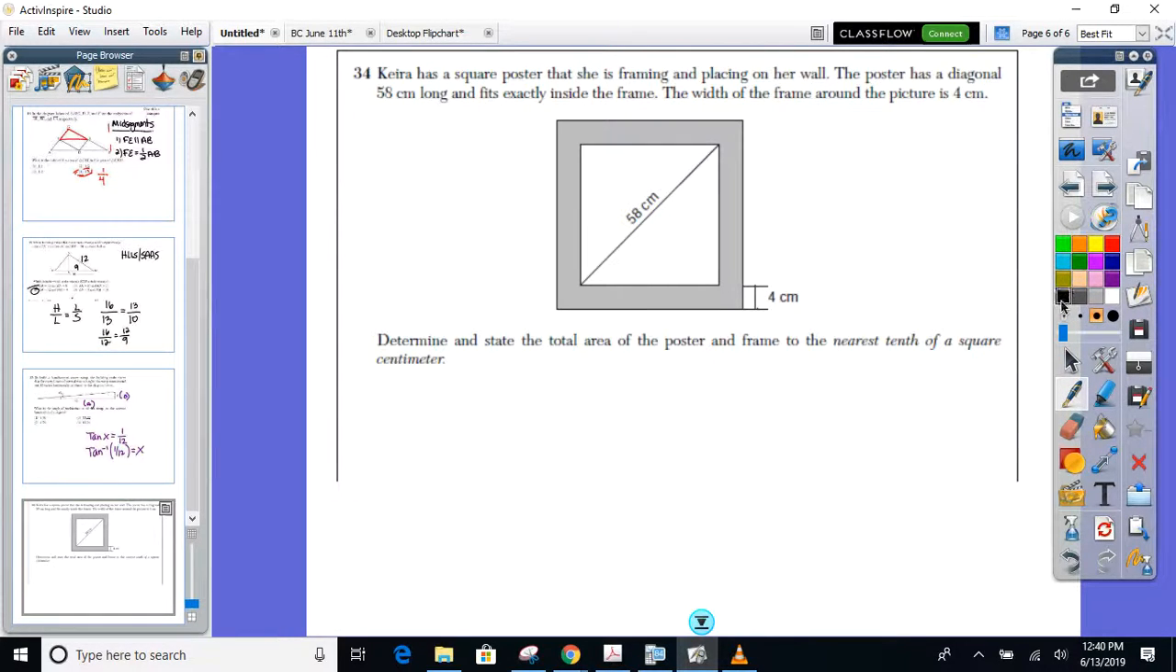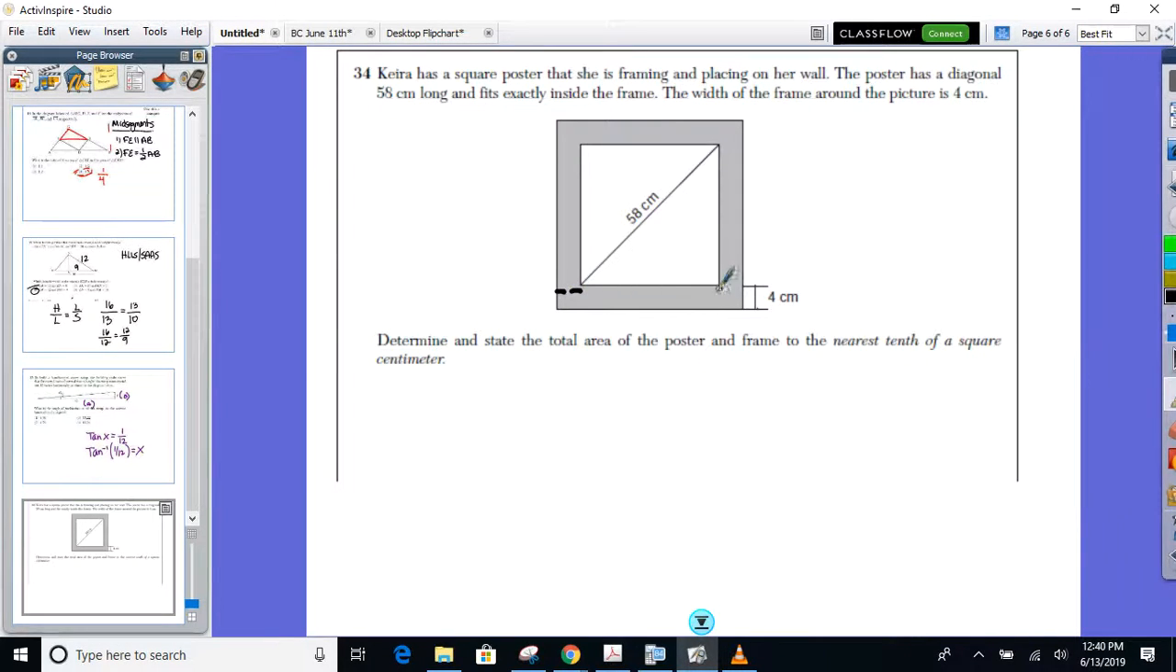What'd you try to do first? I misunderstood the question and I found the areas separately. I found the area of the poster and then I also found the area. That's what I did wrong. Okay, well, if you found the area of both, should be an easy fix, and just do what with the two? Just add them together. Yeah.